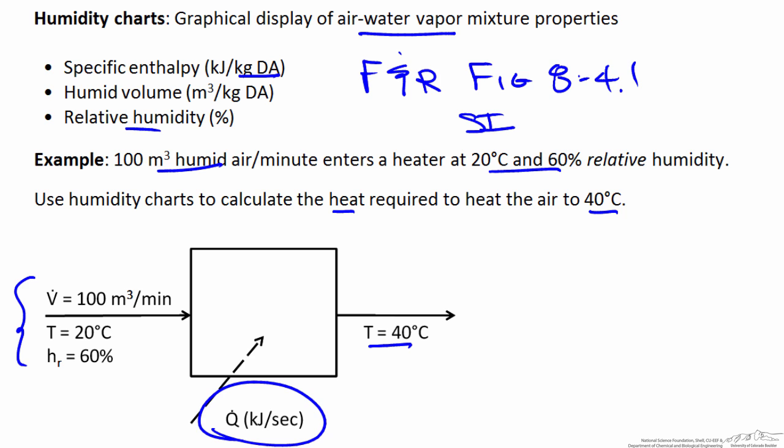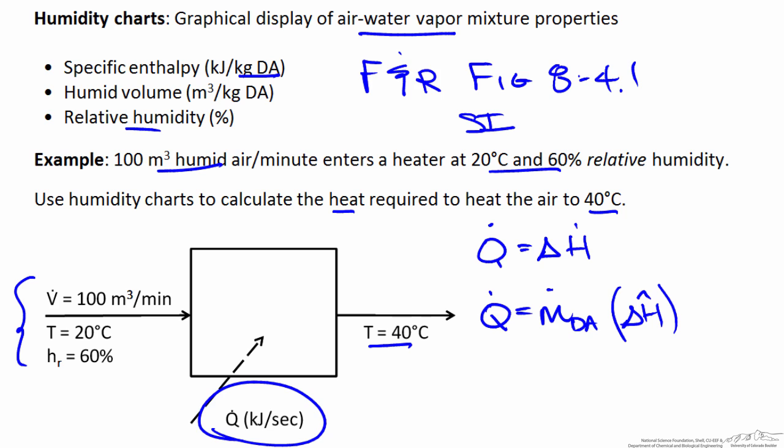Anytime we're trying to calculate a heat, we need an energy balance. So for our open system, our energy balance reduces to Q is equal to delta H. The humidity charts provide specific enthalpy on a per kilogram of dry air basis. So with that information, we can rewrite our energy balance as Q is equal to the mass flow rate of dry air times the change in specific enthalpy, which is given to us in a per kilogram of dry air basis. So we need to calculate two parameters in this case, the mass flow rate of dry air as well as the change in specific enthalpy.